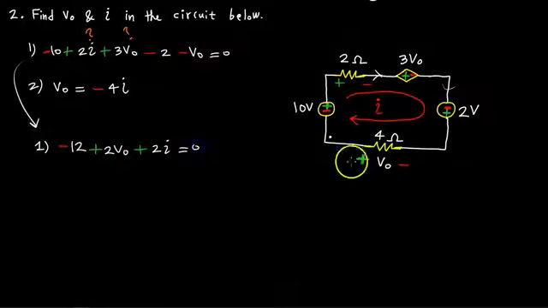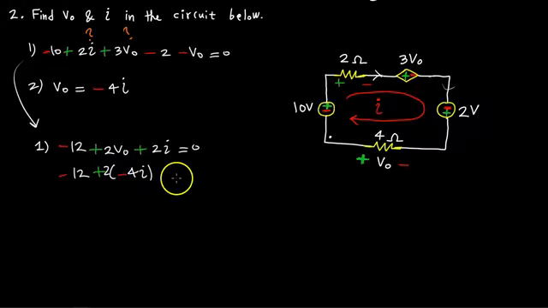Now we have this other relationship that we can use to substitute this V0 with I. So I'm going to go ahead and do that. So I'm going to have a negative 12 plus 2 times V0, which is negative, oops, I missed a 2. 2 times negative 4I. Let me write the 2I here equals 0 and then put a plus there.